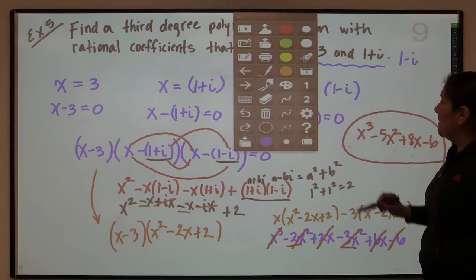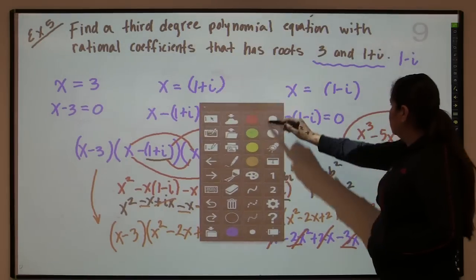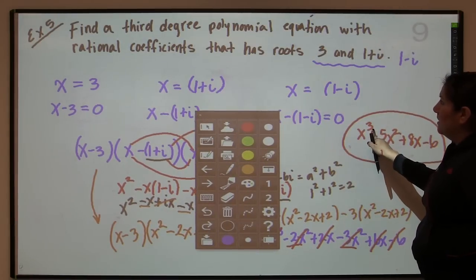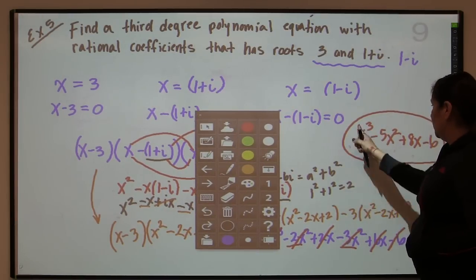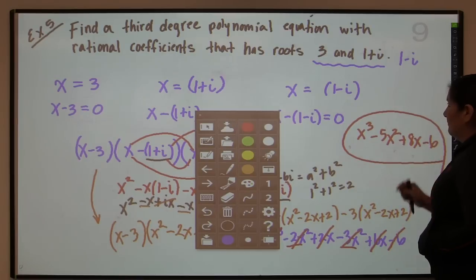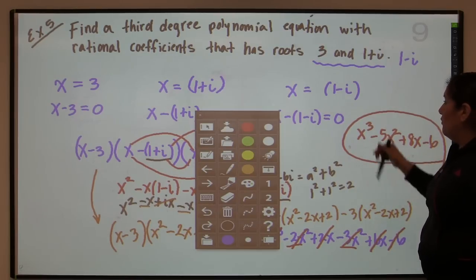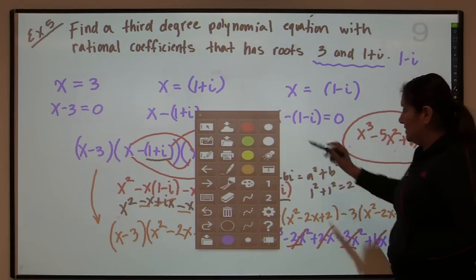It is a third degree polynomial because it has x to the third power, and it has rational coefficients because it's a 1, a negative 5, an 8, and a negative 6. All of those are rational numbers. And the roots are 3, 1 plus i, and 1 minus i.